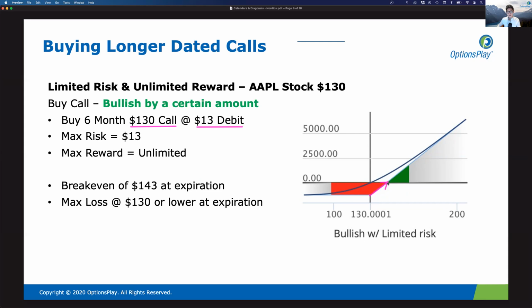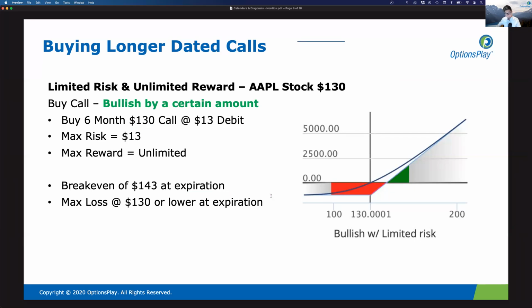You have to expect the stock to move above 143 crowns at expiration just to be profitable. Meaning even if you are correct on your directional view, and let's say this stock only goes from 130 to 140 crowns, so it moves only 10 crowns higher, even if you're right on the direction, you'll still lose money on the trade because you did not overcome your break-even cost. And this is the biggest challenge that you have when you're trading a call or a put, because you have to overcome the premium that you're paying.